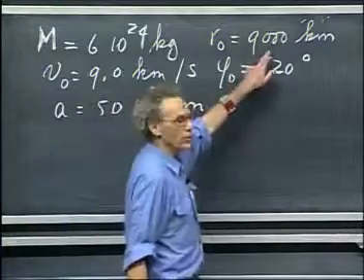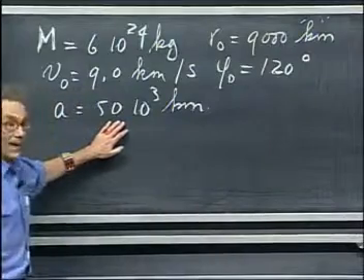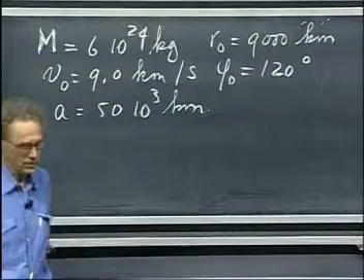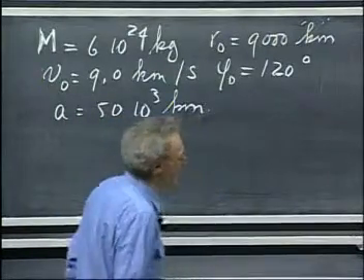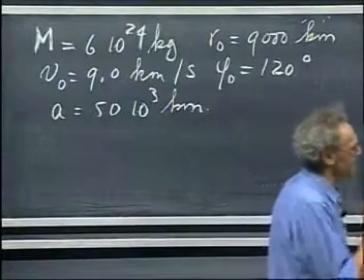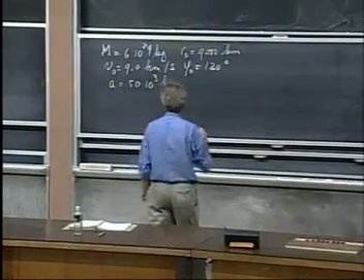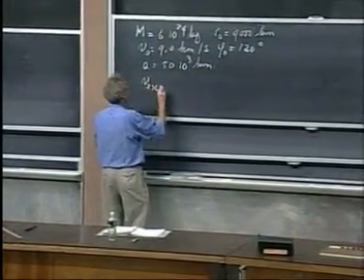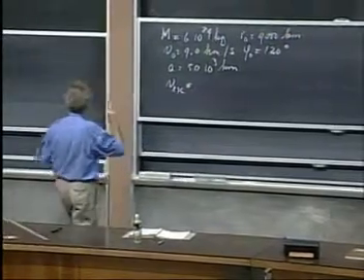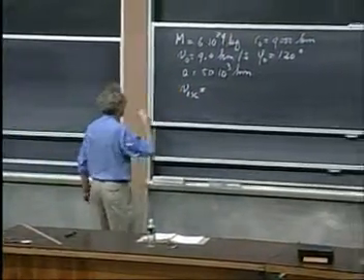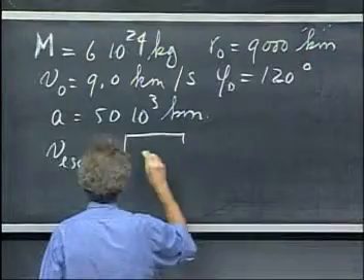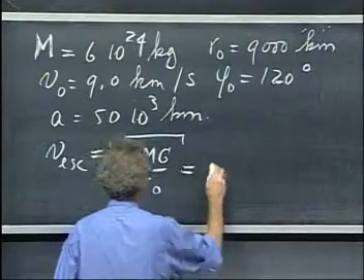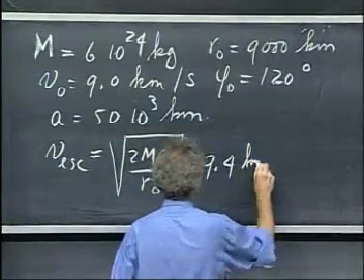Remember, it starts off at 9,000 kilometers, but A is 50,000 kilometers. That means 2A is 100,000 kilometers. Why is that so large? Well, the answer lies in evaluating the escape velocity. The escape velocity of this little mass, when it is at position D, for which these are the input parameters, is the square root of 2MG divided by R0. And that is 9.4 kilometers per second.